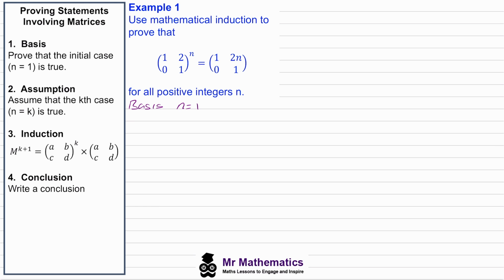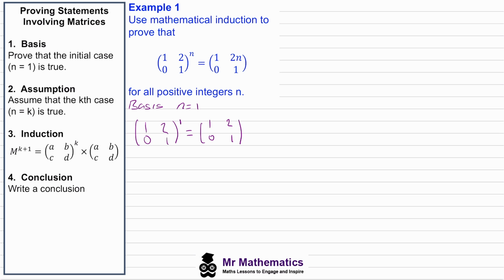So we'll substitute 1 into here. So we get 1, 0, 2, 1 to a power of 1 is equal to, then we'll substitute n equals 1 in here as well. And this will give us 1, 0, 2 times 1, and 1. So you can see then that the left-hand side is equal to the right-hand side. So this means it's true when n equals 1.